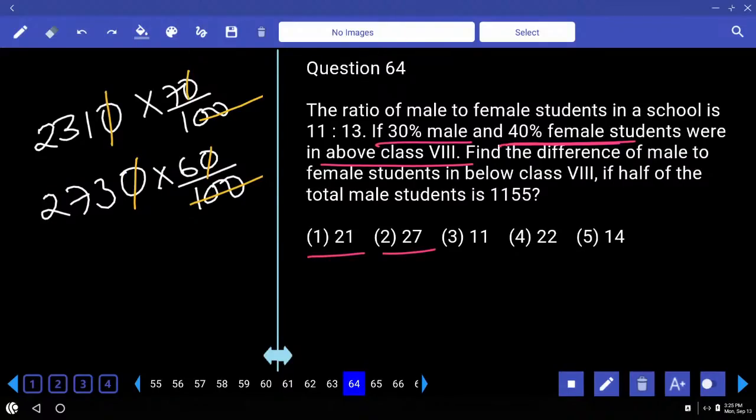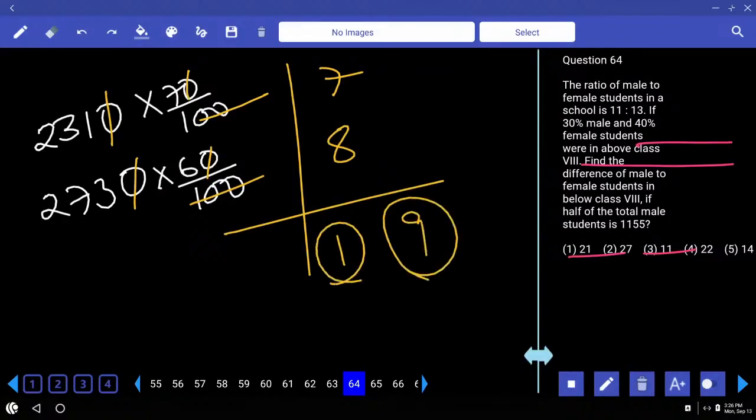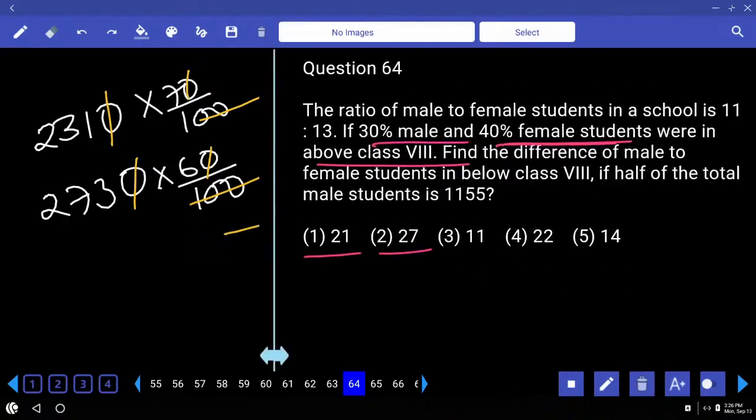Let's verify the last digit. 1 into 7 ends with? 3 into 6 ends with? Now, difference may be A minus B or B minus A also. If you take 8 minus 7, the answer ends with? If it is 7 minus 8, the answer ends with? 9. So your answer must end with either 1 or 9. Out of first and second, which is possible? First option, final answer. Done.